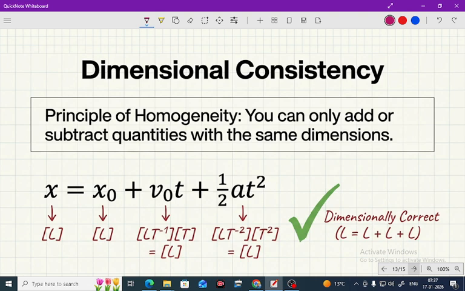Dimensional consistency principle. This is very much important. What is the principle of homogeneity? You can only add or subtract quantities with the same dimensions. x = x0 + v0t + half at square. See, the dimension of x is L, x0 is L, dimension of v0t is also L, and half at square is also L. So dimensionally this formula is correct. L equals L plus L plus L, right? So you can only add or subtract quantities with the same dimension.